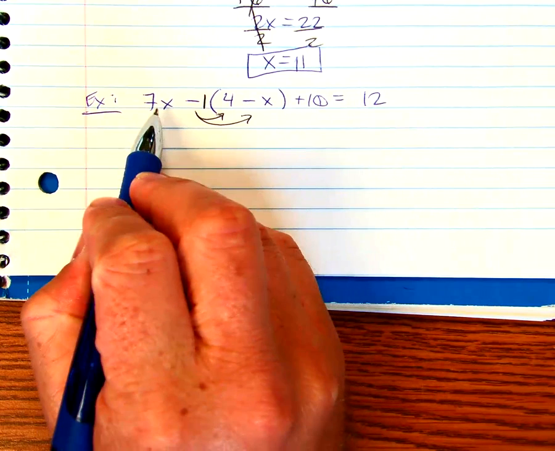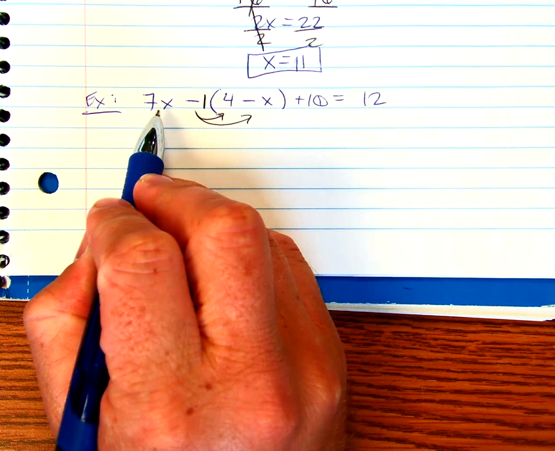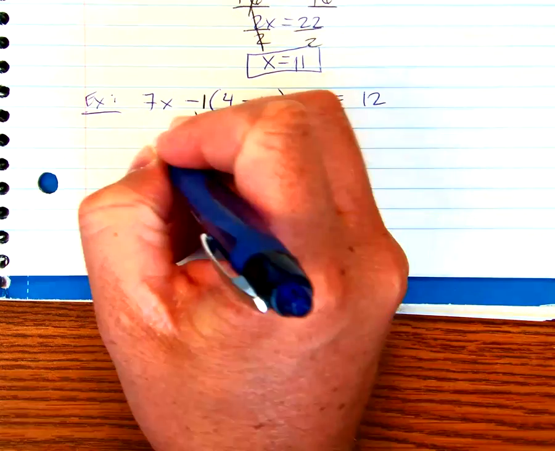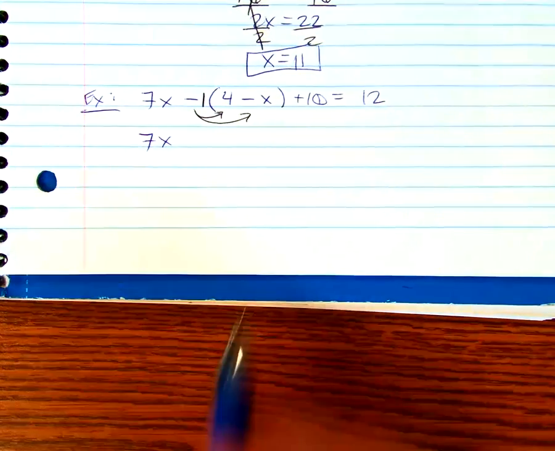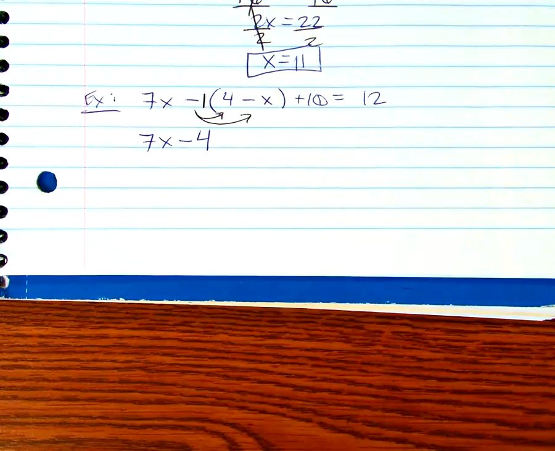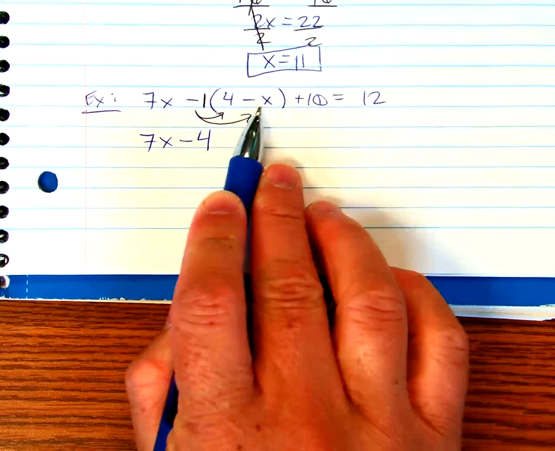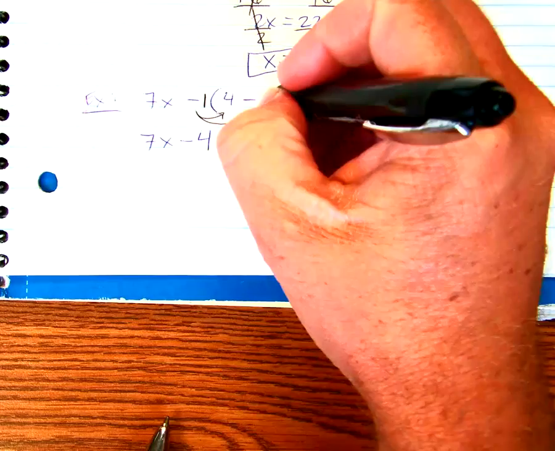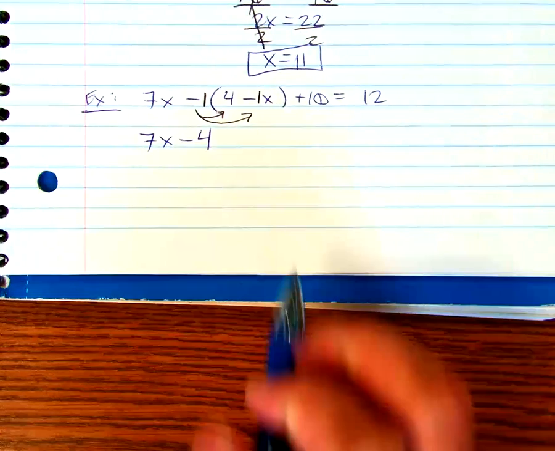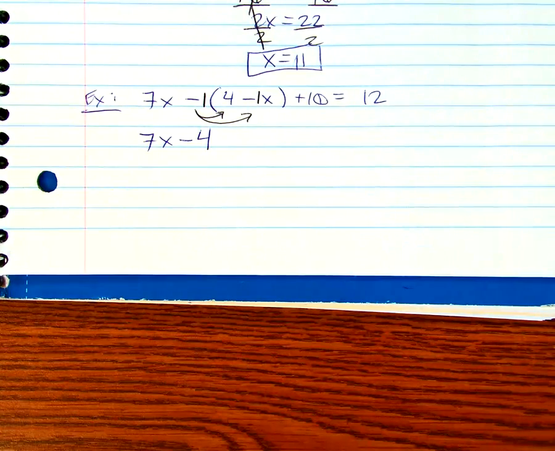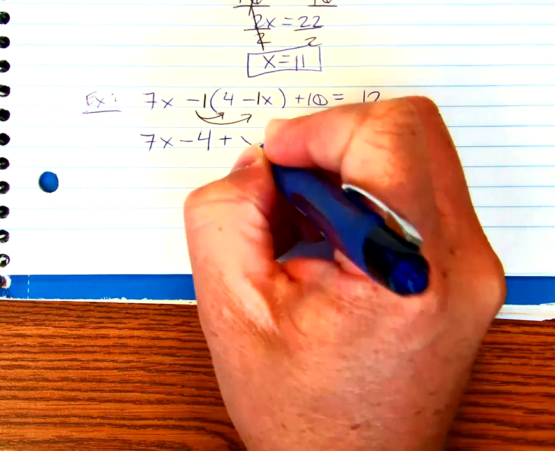But then what happens to the 7x? You leave it. Nothing has happened to the 7x. It is still a 7x. -1 times 4 is -4, so -4. -1 times, well, we see it again. There's no number in front of that x, so again, there is a 1 there. -1 times -1. A negative times a negative makes a positive, so plus 1x.